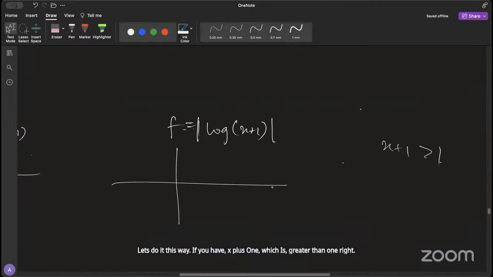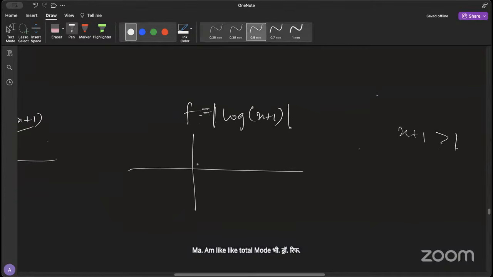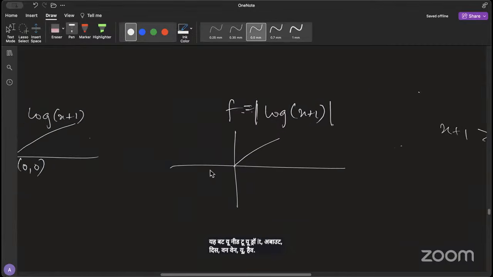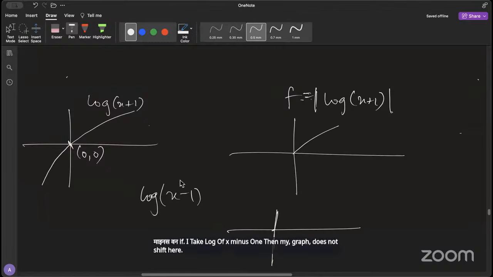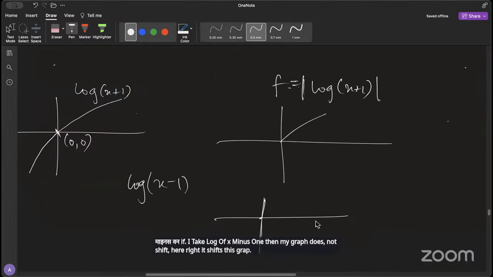Total mod, we draw the reflection along the y-axis, something like that we used to do. You draw it about this one, that's what we're doing when you have 0, 0. If you had some other thing here, let's say if instead of this, I take log of x minus 1, then my graph does not shift here, right? This graph shifts to 0, right?